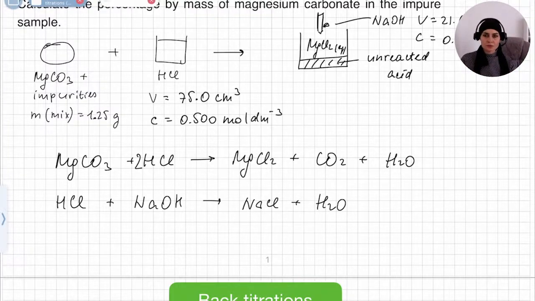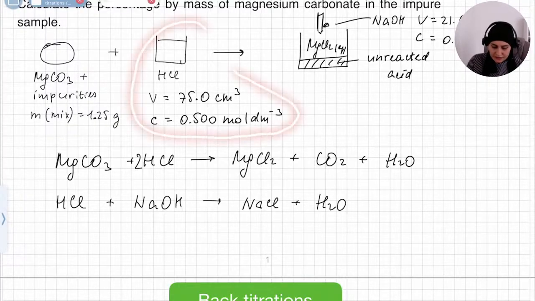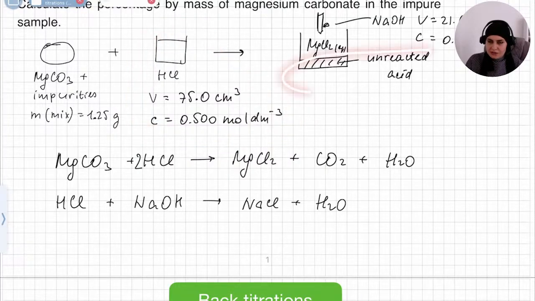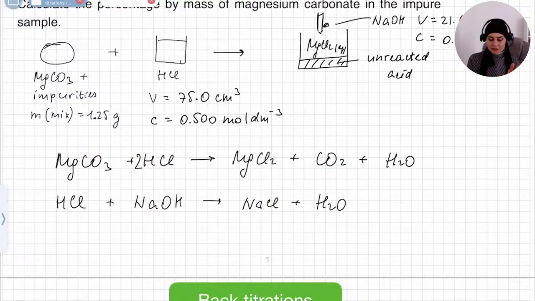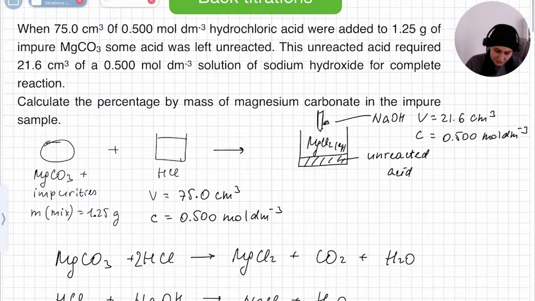Okay, so one more time. What do we know? We know how much acid we added to MgCO3, and from the titration, we would find how much acid was left unreacted after the reaction of HCl with MgCO3. Then if you subtract the initial moles minus what's left unreacted, you would find the moles of HCl that reacted with MgCO3, and you know in which ratio they reacted, so you would be able to find the moles of MgCO3 in the initial mixture.